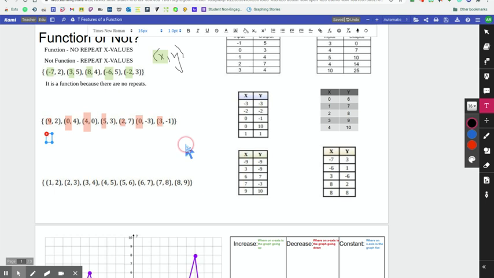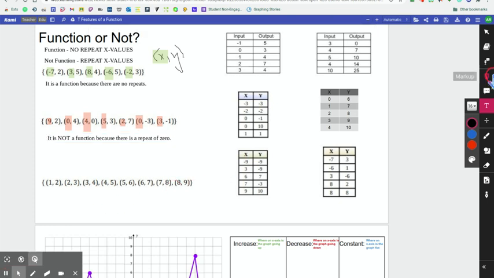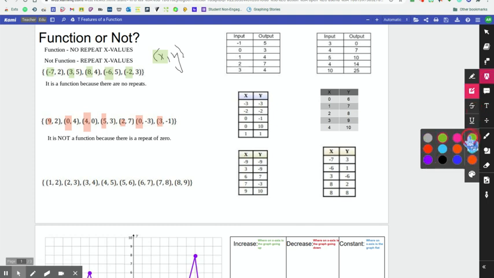0. So for this one, it is not a function because there is a repeat of 0. Okay, it is not a function because there is a repeat of 0. So why don't y'all go through this last one here and tell me what you see? That's right. This one is a function because there are no repeats.